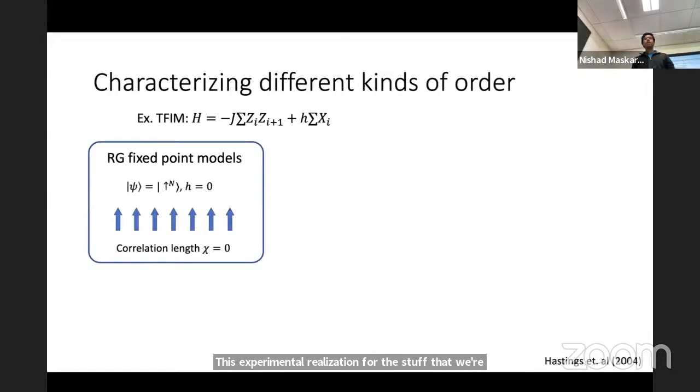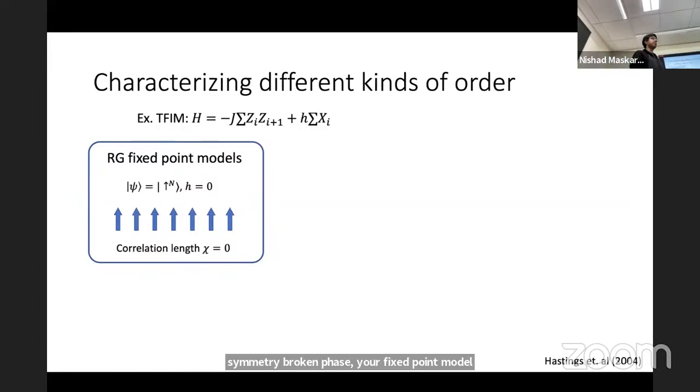More broadly, beyond topological order, a very interesting problem in condensed matter physics is characterizing different kinds of order. A lot of our intuition about the different types of order that can exist is built on top of what I'm going to refer to as RG fixed point models. For example, in the transverse field Ising model in the symmetry broken phase, your fixed point model corresponds to the states where all spins are ferromagnetically aligned.